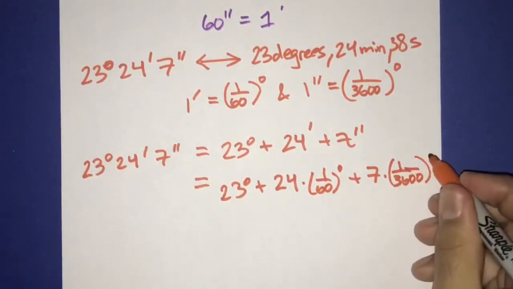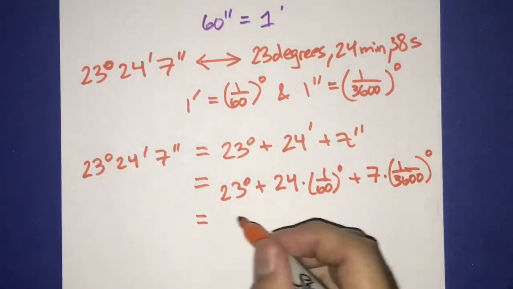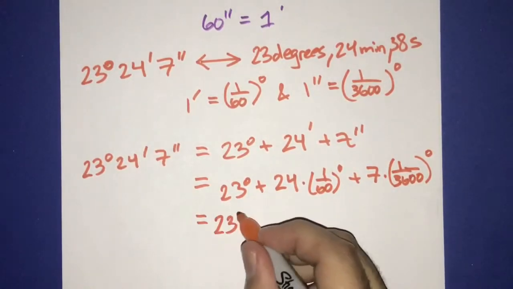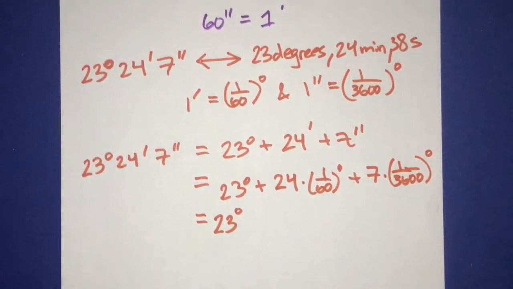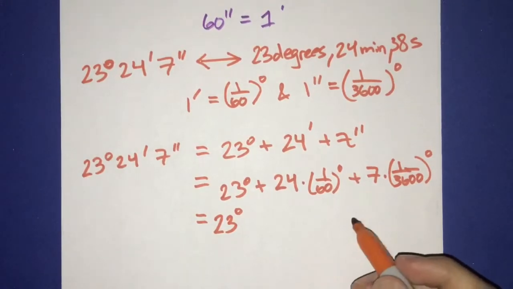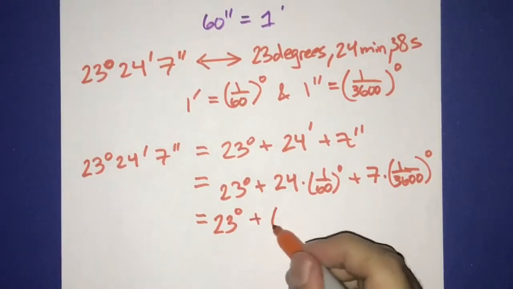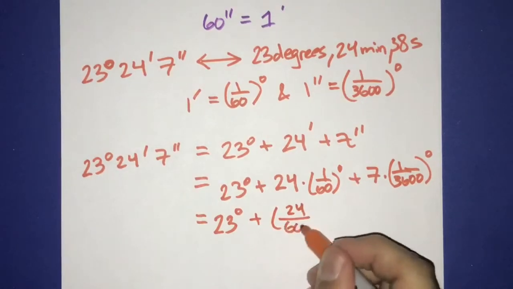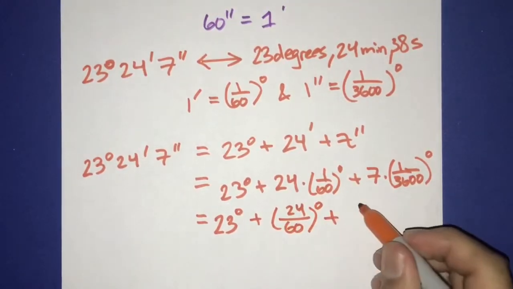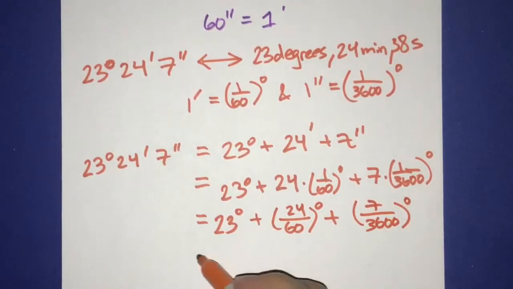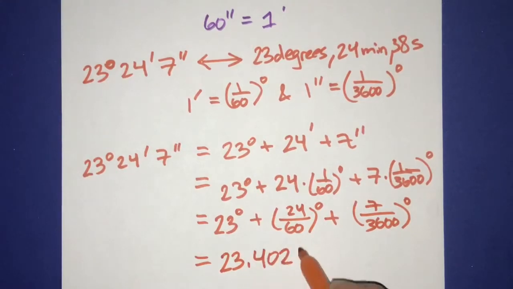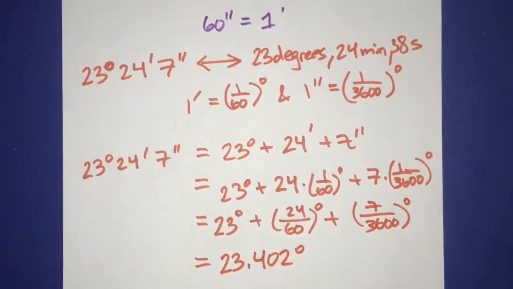1 over 36,000th of a degree. Okay. So what do we get? We get 23 plus 4 over 60 degrees, plus 7 over 3600 degrees. So when we put this in and calculate, we get this rounded to the nearest thousandths is 23.402 degrees.